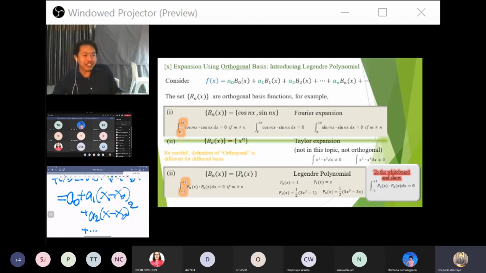If you take P2, this polynomial, multiply that with P3 here, it's going to be a big expression. Integrate that from -1 to 1, you will get 0. Just like magic, you will get 0. So that's how this Legendre set of polynomials is important, because you have this nice property of orthogonality.